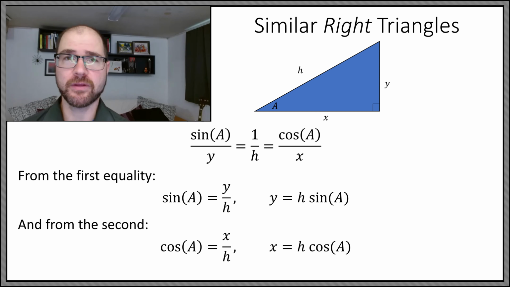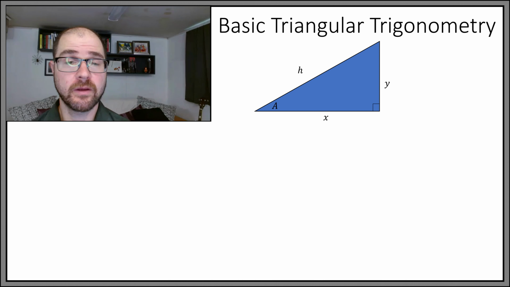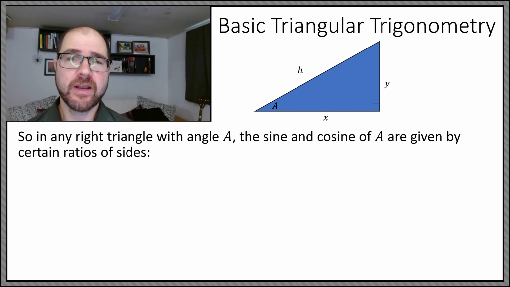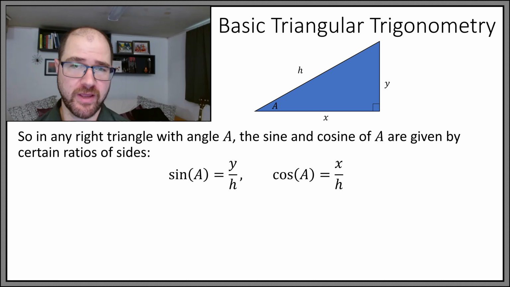And this is our familiar presentation from high school geometry or pre-calculus, that the sine of A is the side opposite the angle divided by the hypotenuse, and the cosine of angle A is the side adjacent divided by the hypotenuse. So to reiterate, here's what we've established. If we have a right triangle that has angle A, the sine and cosine of A can be defined through certain ratios of sides. The sine of A is y over h, the cos of A is x over h.